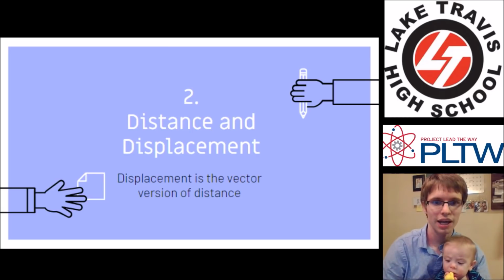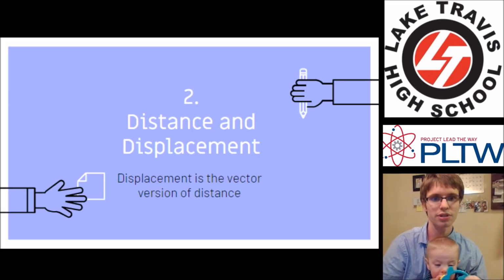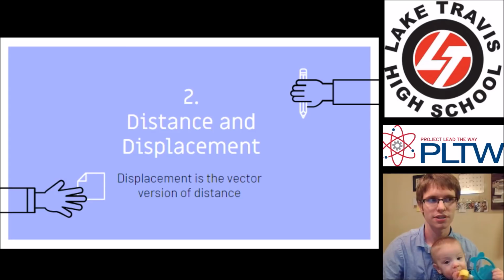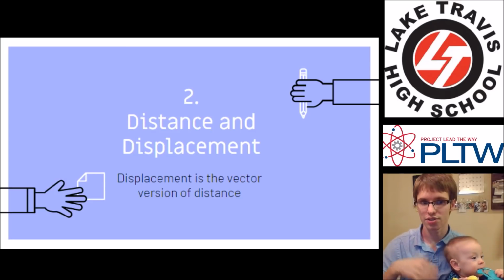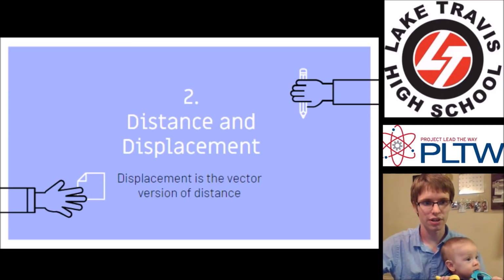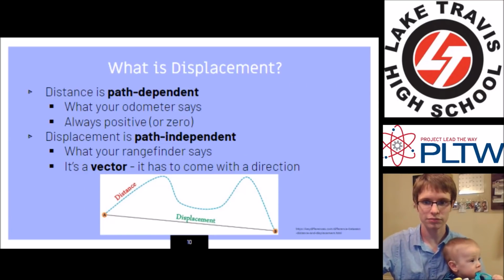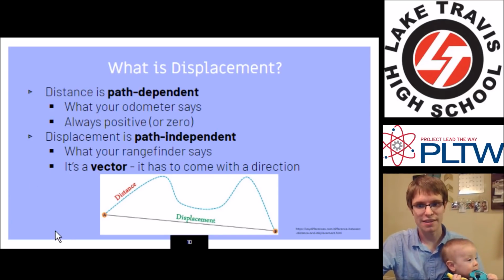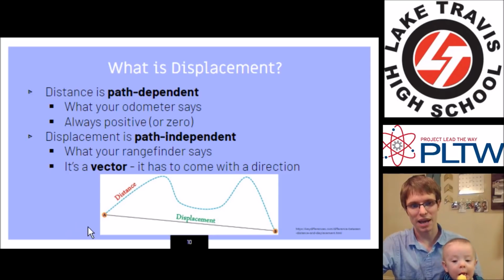If a number does not have a direction associated to it, it's called a scalar, S-C-A-L-A-R, because it can scale a vector, which we might see in the future. So a displacement is the vector and distance is the scalar. So here's a good graphic. Distance is path dependent. Displacement is path independent.